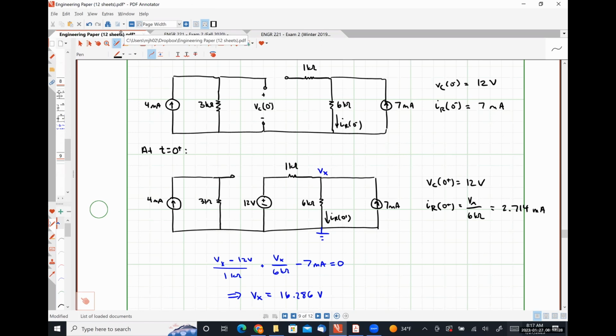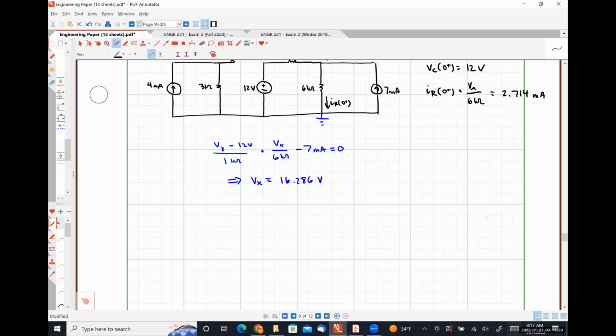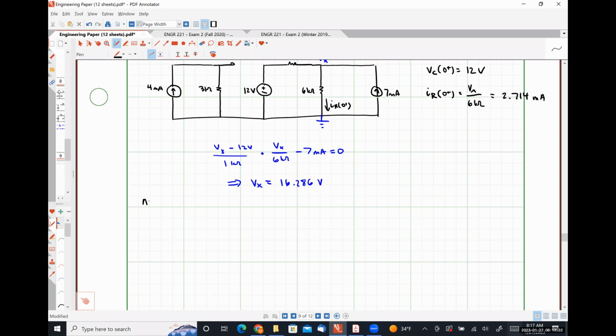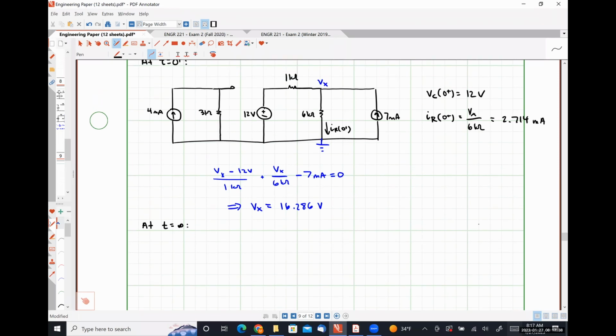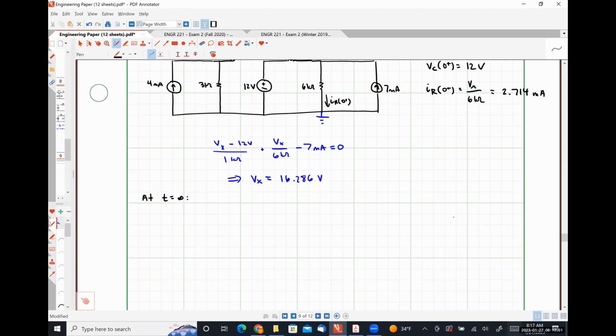All right, so now we're analyzing at t is equal to infinity. At t is equal to infinity, we're going to have the exact same circuit that we have at t is equal to 0 plus, but our capacitor is going to be at DC steady state again. So we replace the capacitor with an open circuit.